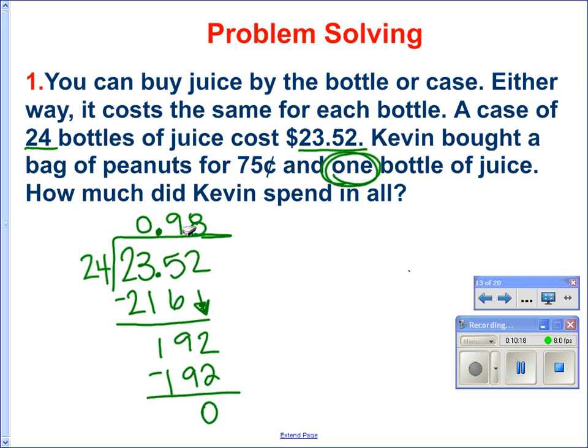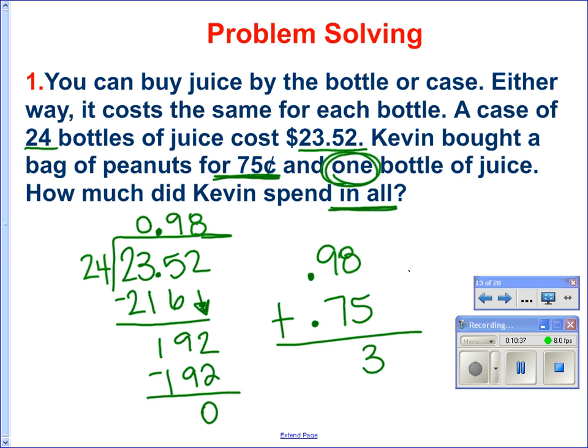But that's not all he bought. He also bought a bag of peanuts for 75 cents. To find out how much he spent in all, you're going to add. Remember, when you are adding decimals, you line up the decimals. So you have 98 cents plus 75 cents. 8 plus 5 is 13. 9 plus 8 is 17. Bring your decimal straight down. And 1 plus 0 is 1. So Kevin spent $1.73 in all whenever he bought his peanuts and juice.